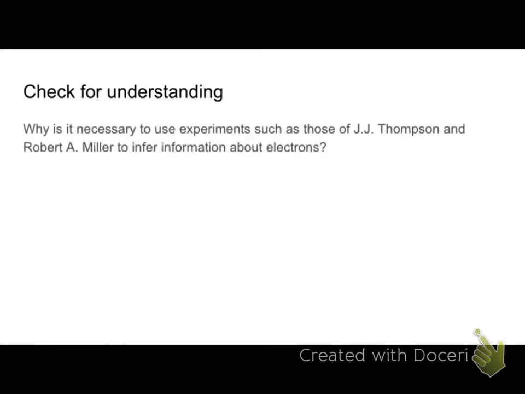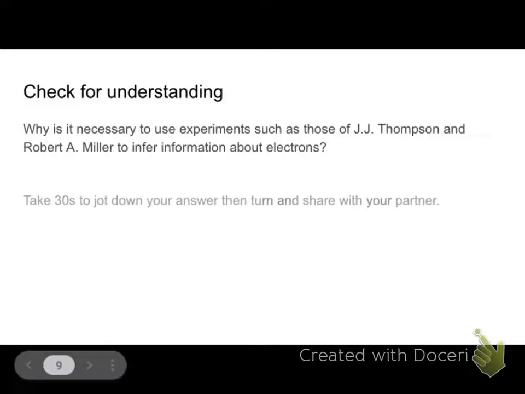So, check for understanding. Why was it necessary to use experiments like the ones that J.J. Thomson and Robert A. Millikan performed to infer information about electrons? Why do we need to run these experiments in order to get information about them? Okay, you're going to take 30 seconds to jot down your answer, and then you're going to share it with your partner. So what are we thinking? Why do we have to run these experiments?